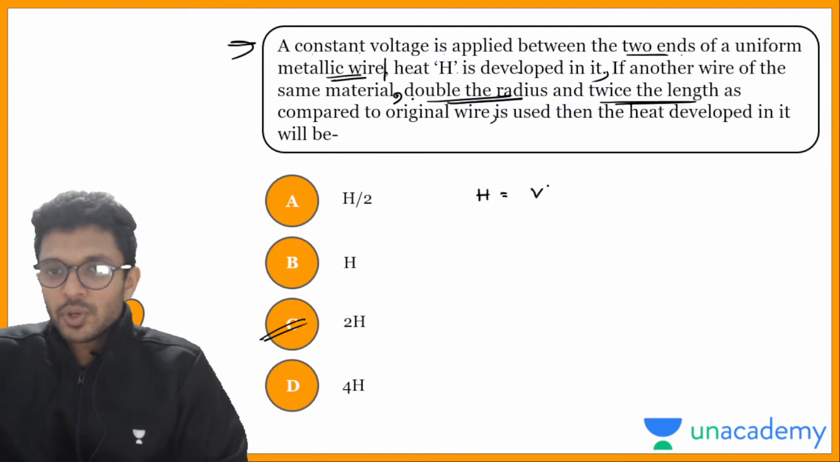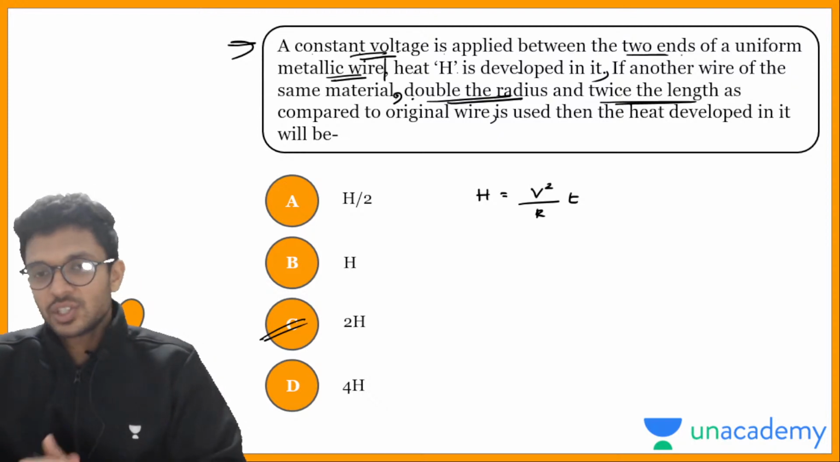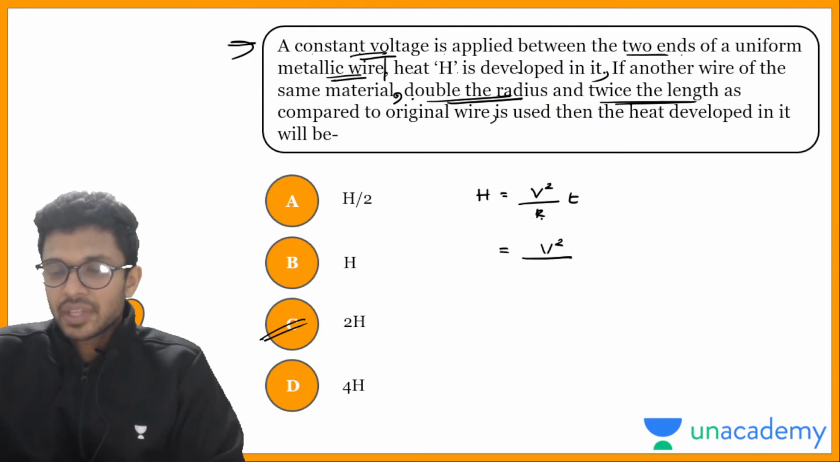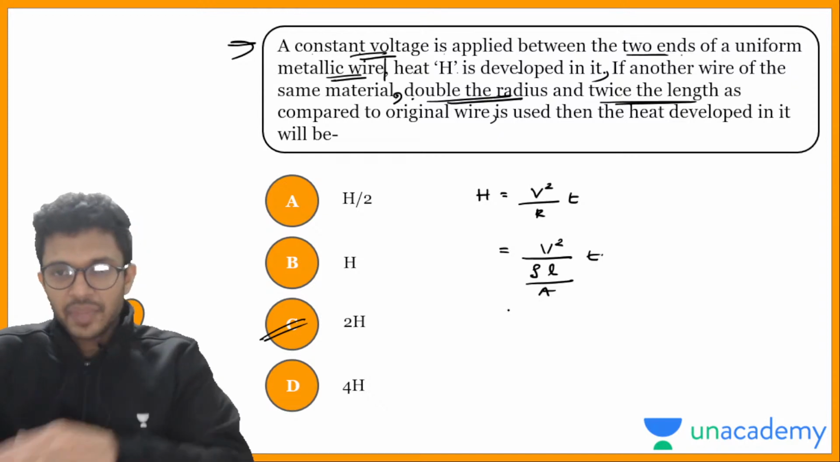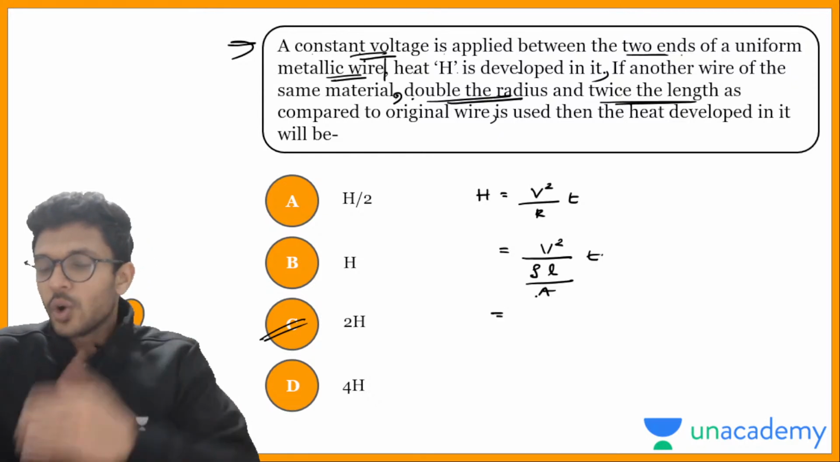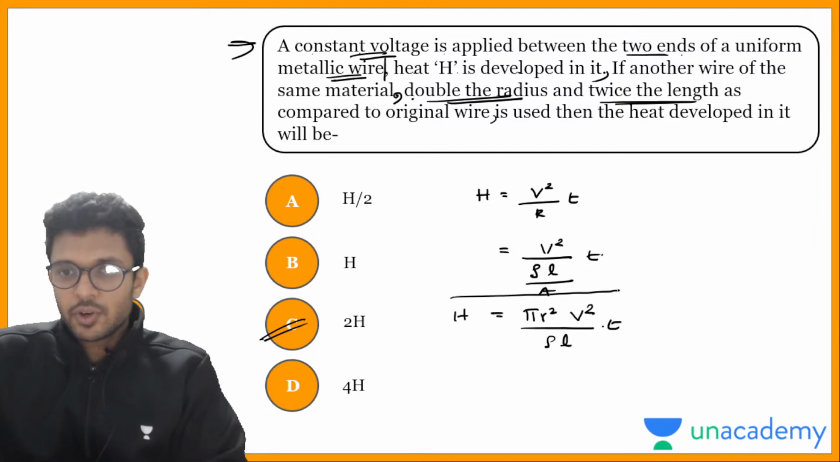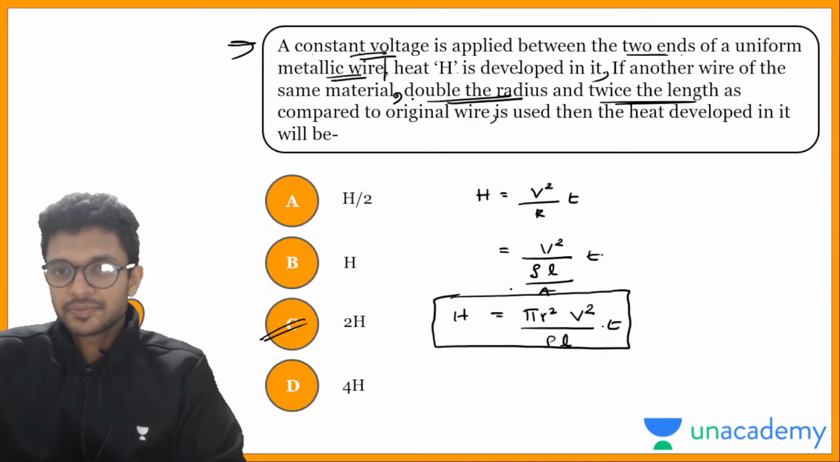We can use a formula for heat energy as V square by RT. Why? Because in both the cases, the voltages are constant, right? So H is equal to V square by R into T. Making the changes, V square by R, the formula is rho L divided by A into T. Okay? Again making the changes, this A will go up. So area formula is pi R square, into V square divided by rho L into T. This is the formula for heat energy in the first case.